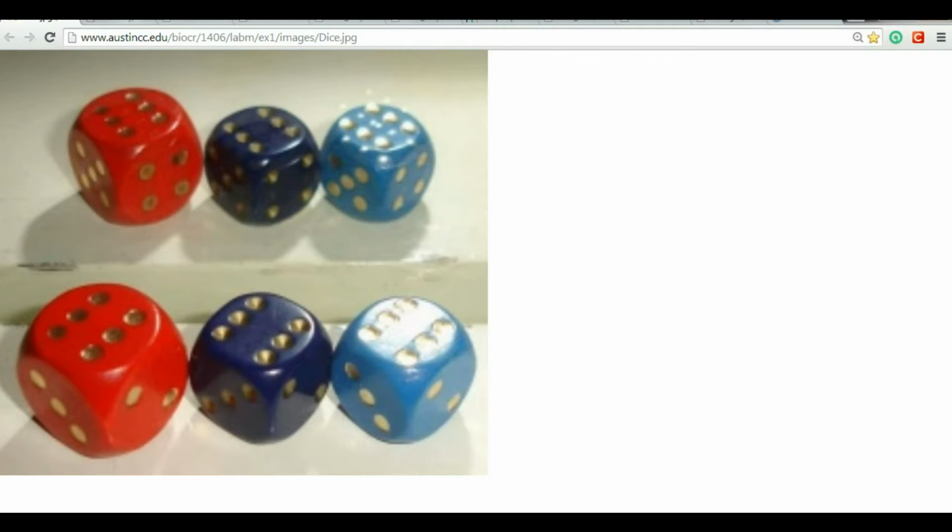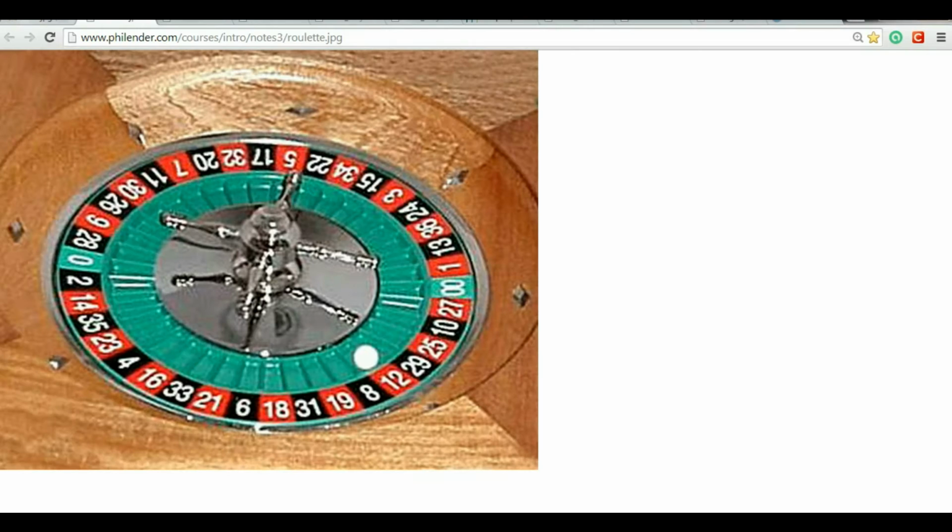So we have a dice, alright? We go to roll the dice. We know what could happen. We could get a 1, 2, 3, 4, 5, or 6. But we don't know what will happen when we roll the dice. Okay? Same thing with the roulette wheel there.